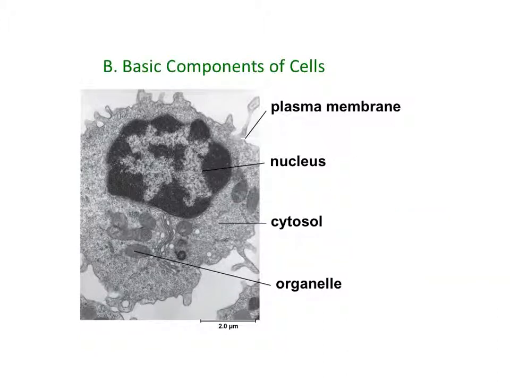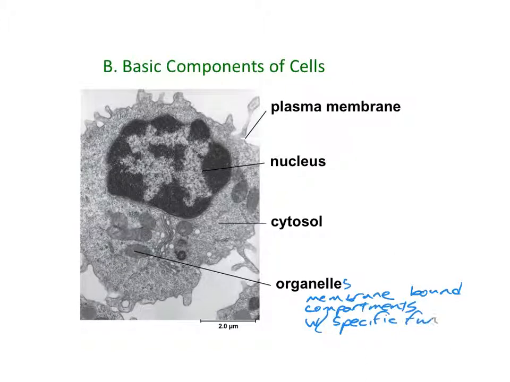The last component of a cell, the last big broad category, are the organelles. And the organelles are membrane-bound compartments with specific functions. And so here's one organelle. You can see a variety of them scattered throughout the cell. Basically, it's specialized functions, which we'll be going into in a minute.